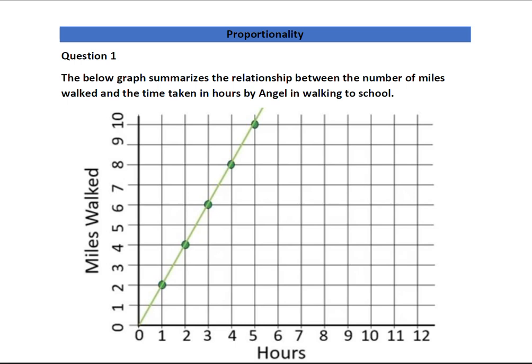Firstly, we are going to identify what the dependent variable is and what the independent variable is. The dependent variable, which always goes on the y-axis here, is influenced by the independent variable, x. In this problem, the dependent variable is the number of miles walked, which depends on the number of hours that Angel spends walking. So the hours or time spent walking is the independent variable, and the more Angel walks, the more distance he will cover.